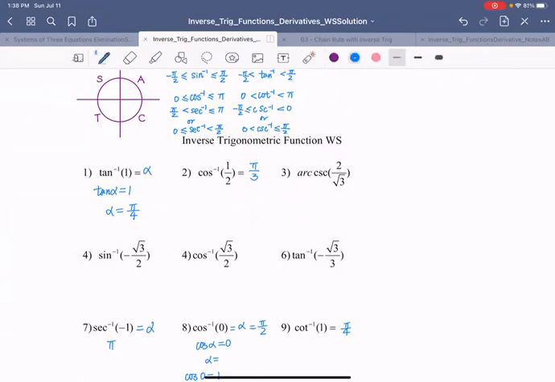Okay, so that would mean if it's arc of cosecant, that'd be, wait, sorry, hold up.